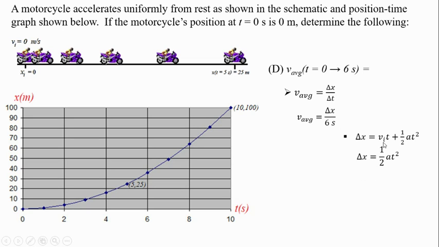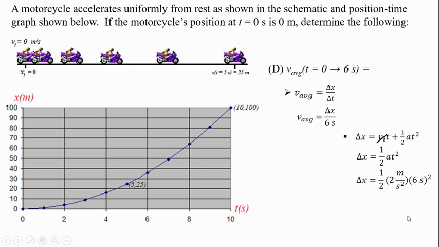So Vi just disappeared because at time equals 0, Vi is 0, so that Vit term is kind of useless in this part. So delta x is simply 1/2 at squared. Well, I know a is 2 meters per second squared. Here, time is 6 seconds, from 0 to 6. All right. Therefore, all I have to do is substitute numbers in. A is 2, t is 6.